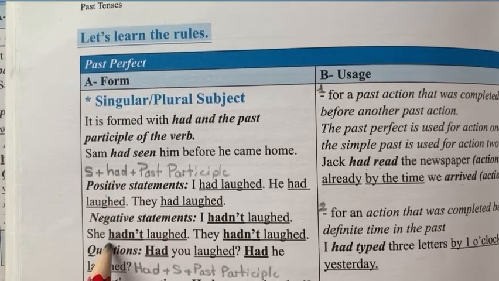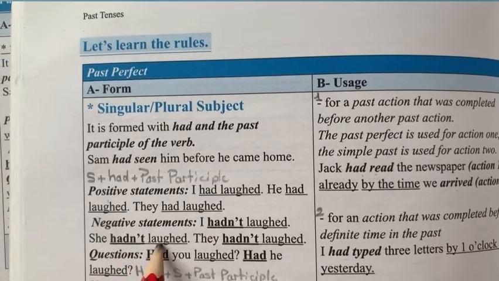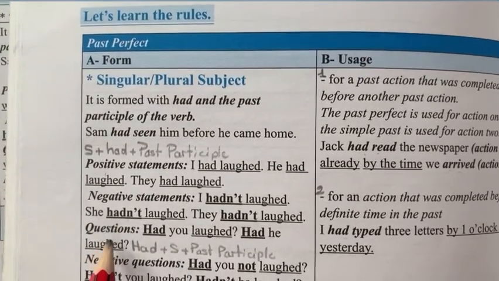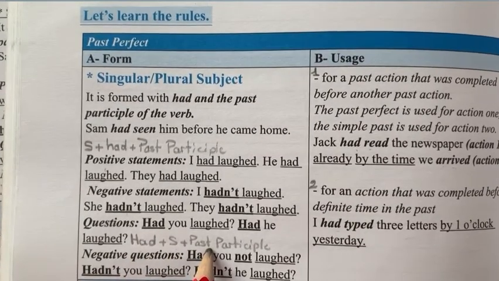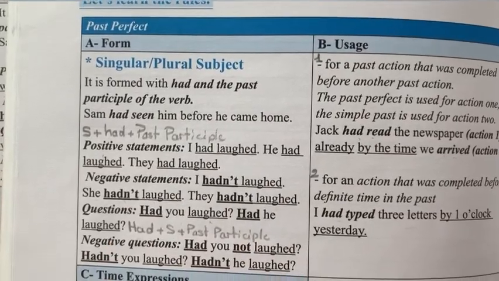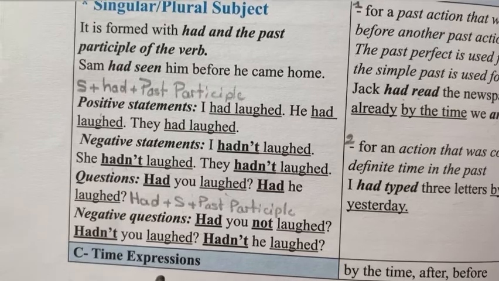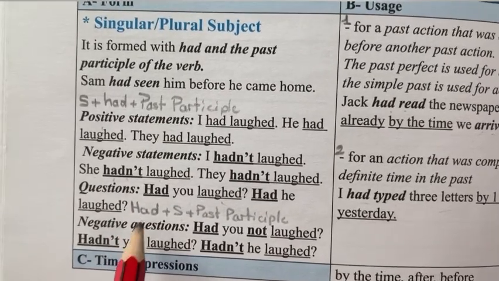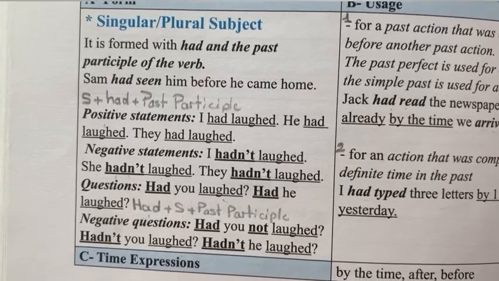For example, they hadn't laughed, or she hadn't laughed. The question form is formed by had, then the subject, then the past participle. For example, had you laughed, had he laughed. And the negative question form is the same as the question form, but with adding not after had. Hadn't you laughed, hadn't he laughed.